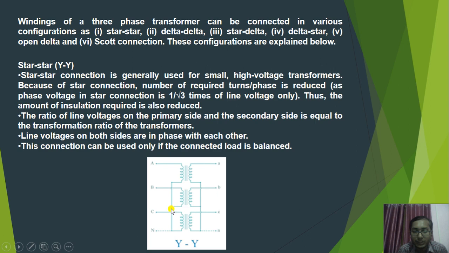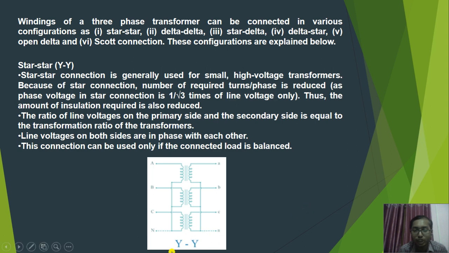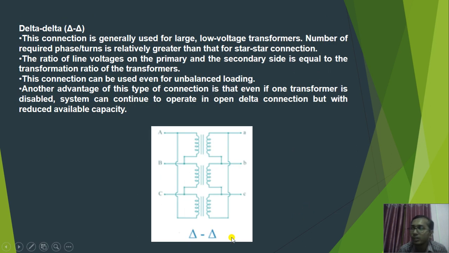So A dash, B dash and C dash, all these similar ends have been connected together and grounded with the neutral. Okay, this is a star connection. Similarly, in the secondary side, the similar ends of the coils have been connected together to form a star connection. Okay, so here we have a delta connection. You can see from here that here we have a delta connection that I have already discussed, and here also we have a delta connection.